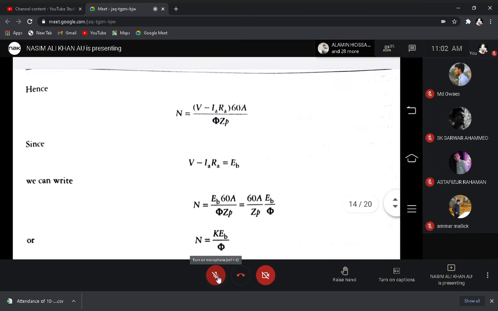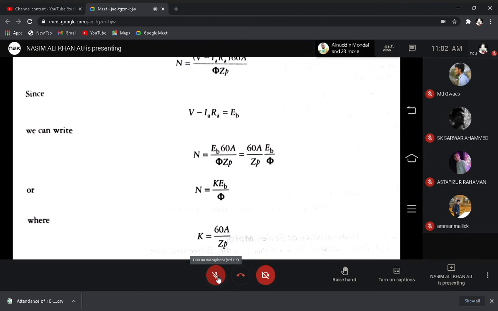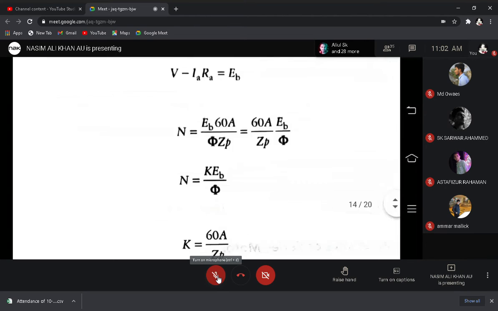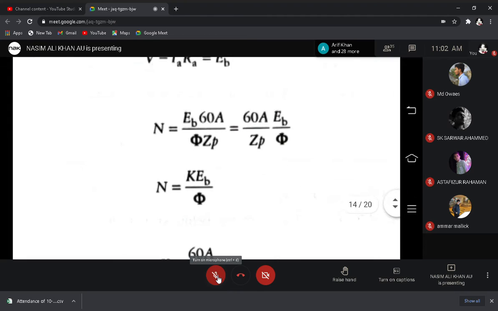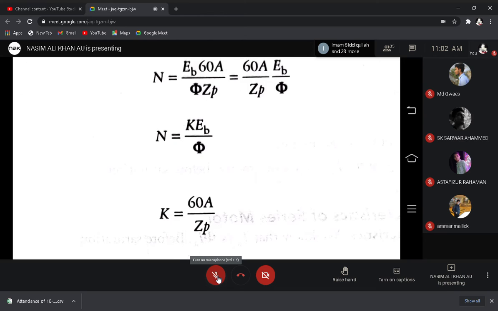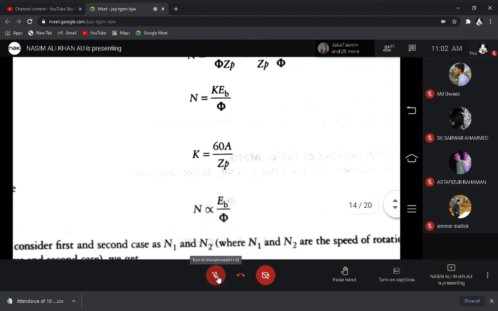So from here we can get the particular expression, N is equal to K Eb by phi. K is the constant, that is nothing but 60A by ZP, because 60 is constant, A is the number of parallel paths, constant, Z is constant, P is constant. So we can write N is equal to K into Eb by phi. So you can see when the flux is minimum, when it is going to decrease, the speed is trying to increase. So this is the relation. You can see N is proportional to Eb by phi.